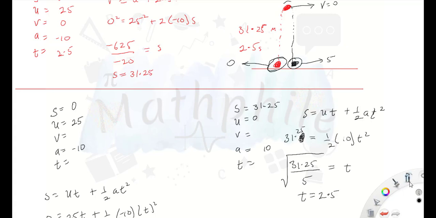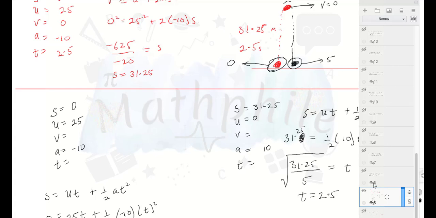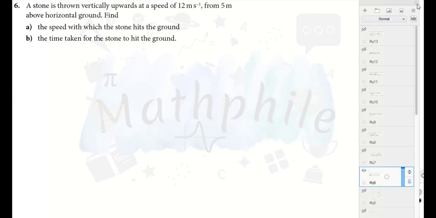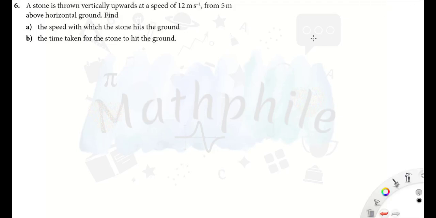Okay, so that's for that question. Let's see what we can do about question number 6. Let's see if we can crack this. A stone is thrown vertically upwards at a speed of 12 meters per second from 5 meters above horizontal ground. This is also falling under the first scenario. Find the speed with which the stone hits the ground.